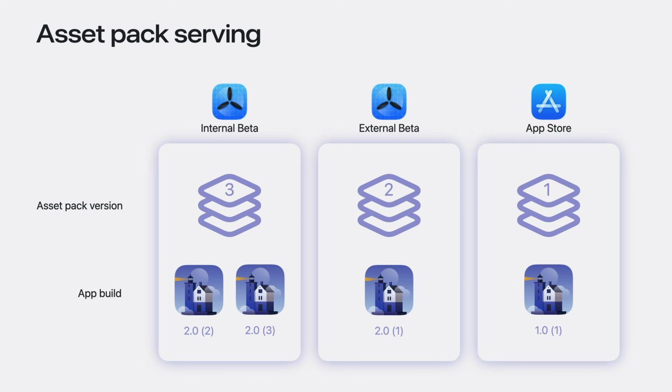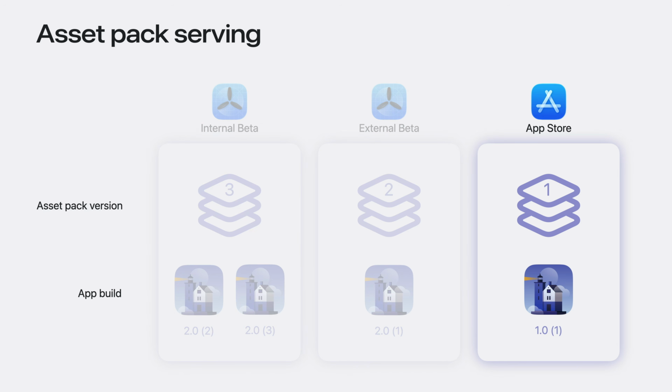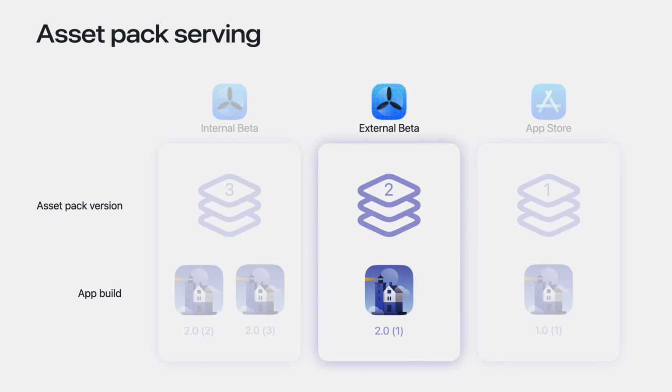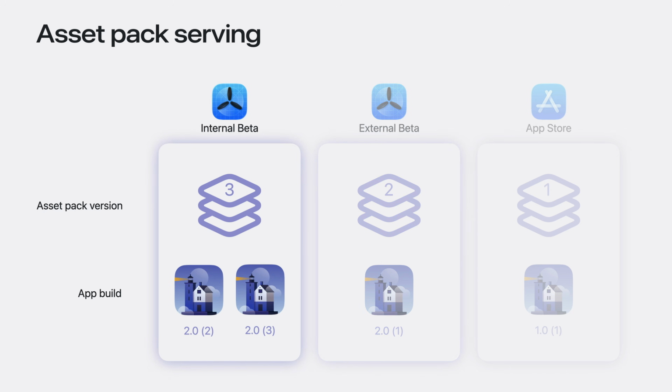At the same time, you have some app builds on devices that are downloaded from the App Store or through TestFlight external beta or internal beta. The server will select to deliver the live version of your asset pack for all your app builds in that particular context. That means app version 1.0 build 1 that is downloaded from the App Store will use asset pack version 1. App version 2.0 build 1 that is available for external beta and TestFlight will use asset pack version 2. And app version 2.0 builds 2 and 3 in internal beta will use asset pack version 3.